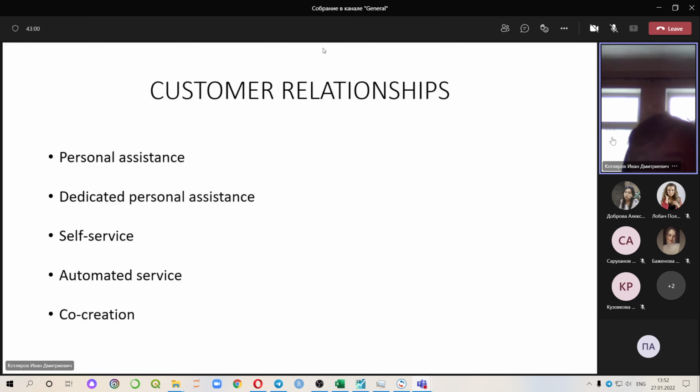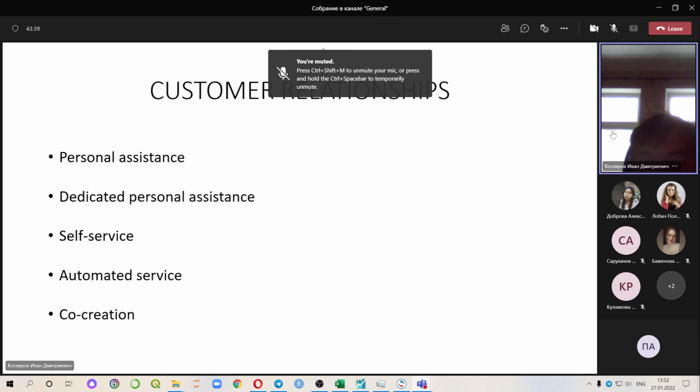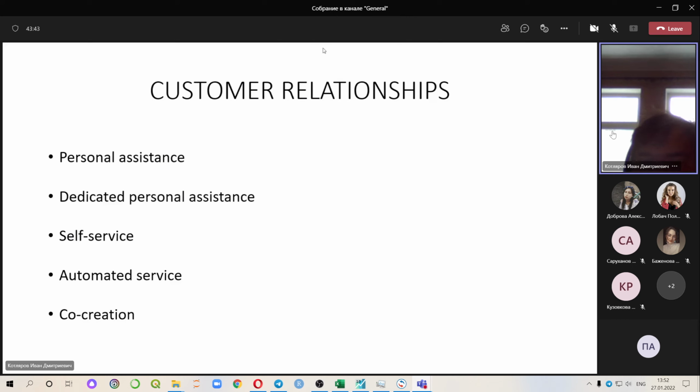Let's continue, ladies and gentlemen. The key five types of customer relationships are: first, personal assistance. What do we have in this case? It is the traditional model of service sales, which is typical for retail sales, for example, in case of home appliances. In this case, we get direct help from sellers. We can get additional information. We maybe can get an additional discount and so on. So we as customers are assisted by a specific person from the company. Is it clear?